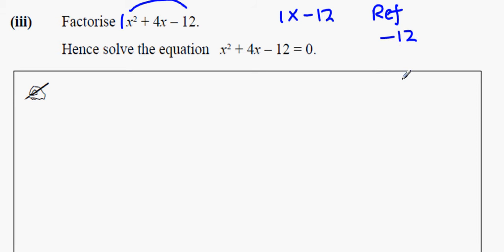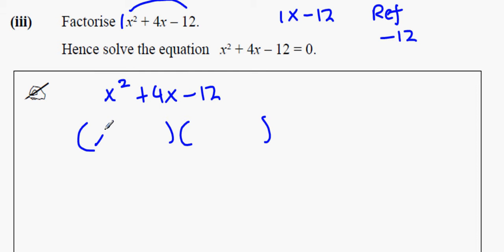Now, to factorize these questions, what you're always going to do is you're always going to have two brackets, okay? And these two brackets will always start off with an x in one and an x in the other. Your next step is to break up the minus 12 into two numbers that multiplied together give you minus 12. So you could try the following numbers.